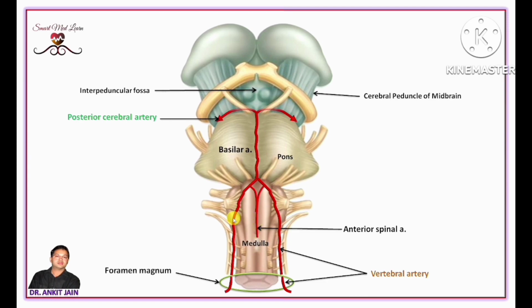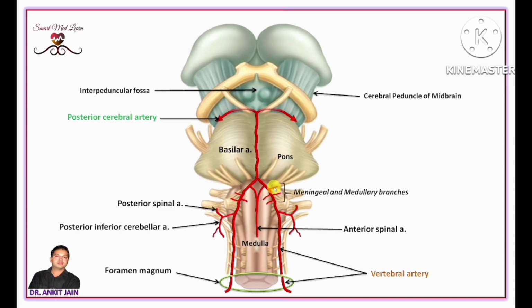Near the lower end of the olive, the posterior inferior cerebellar artery arises from the vertebral artery, winds around the medulla, and supplies the dorsolateral part of the medulla and the cerebellum. The posterior spinal artery arises from the posterior inferior cerebellar artery. The two posterior spinal arteries together supply the posterior one-third of the spinal cord.